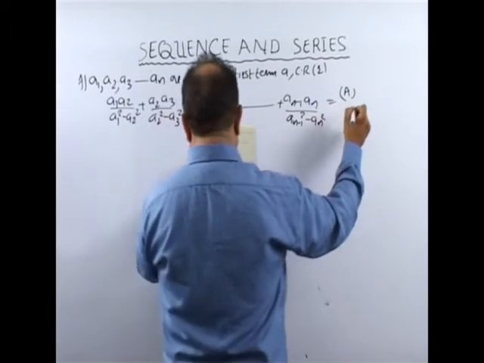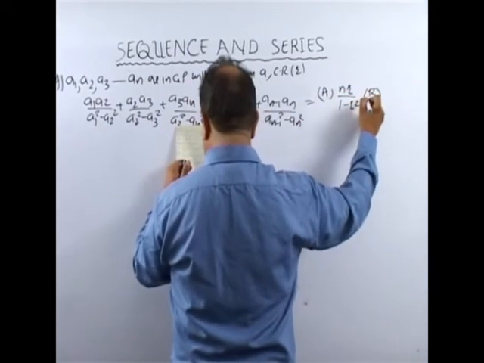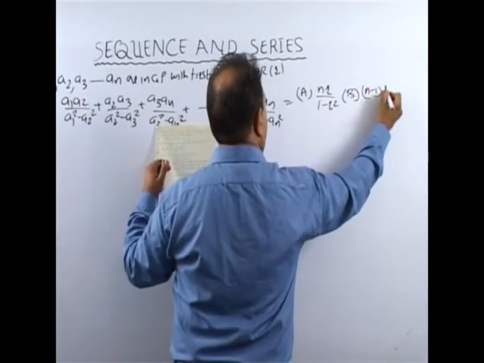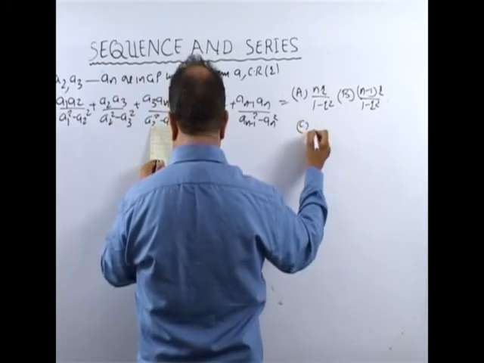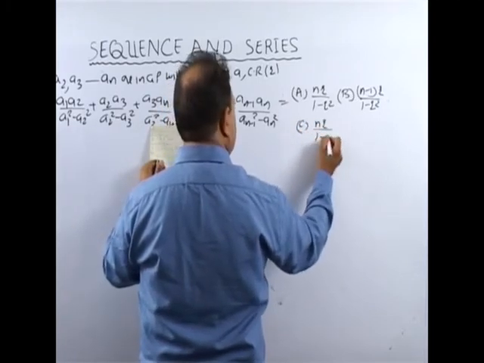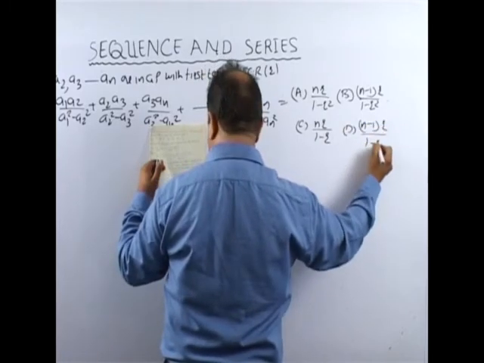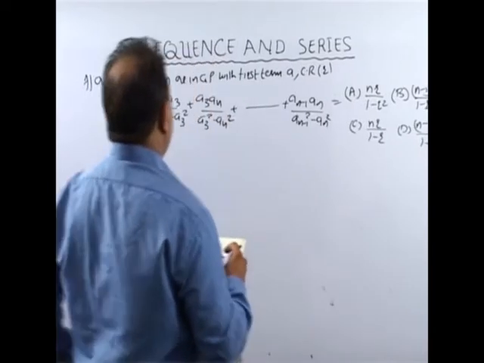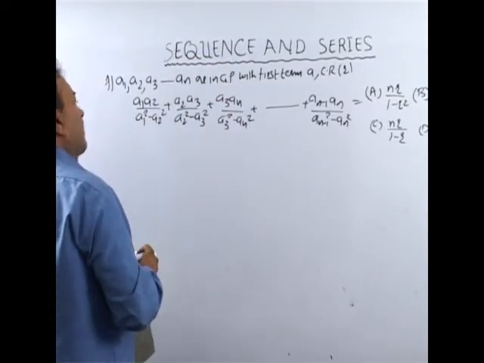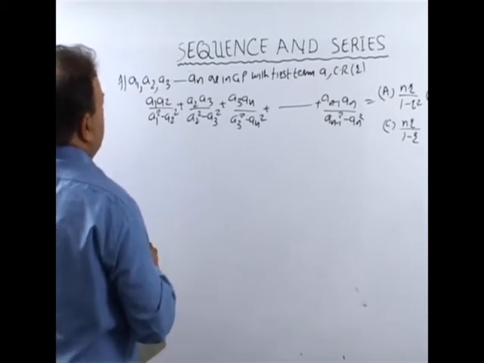Option A is nr upon 1 minus r square. B is n minus 1 r upon 1 minus r square. C option is nr upon 1 minus r. D option is n minus 1 r upon 1 minus r. Now we have to look for the right option. The method is nearly the same, so we have to see how we proceed here.